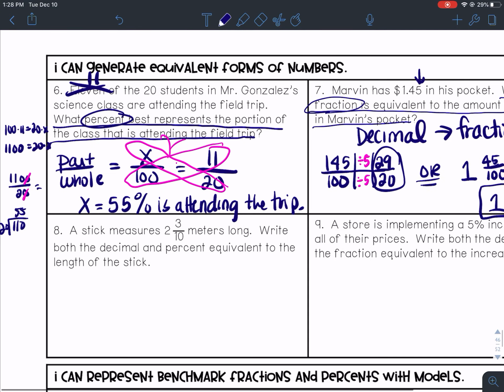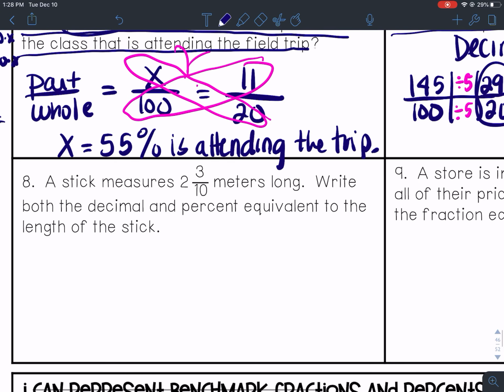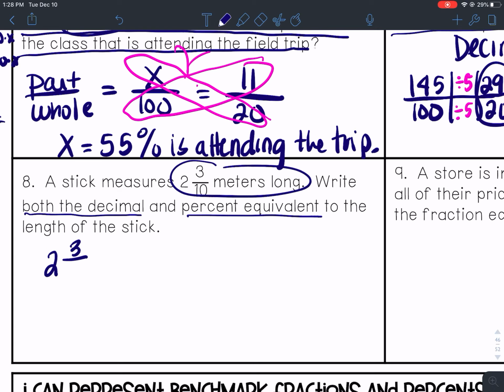Okay, number 8. A stick measures 2 3/10 meters long. Write both the decimal and the percent equivalent to the length of the stick. Okay. Sorry, my mouth got dry. So I have 2 3/10. Okay, so I need to first ask myself, how am I going to write 2 3/10 as a decimal?